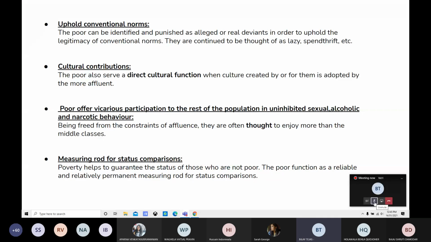The next point that he talks about is that they act as a measuring rod for status comparison. He says that poverty helps to guarantee the status of those who are not poor. In every hierarchical society, someone has to be at the bottom, but in American society, in which social mobility is an important goal for many, and people need to know where they stand, the poor function as a reliable and relatively permanent measuring rod for status comparison.